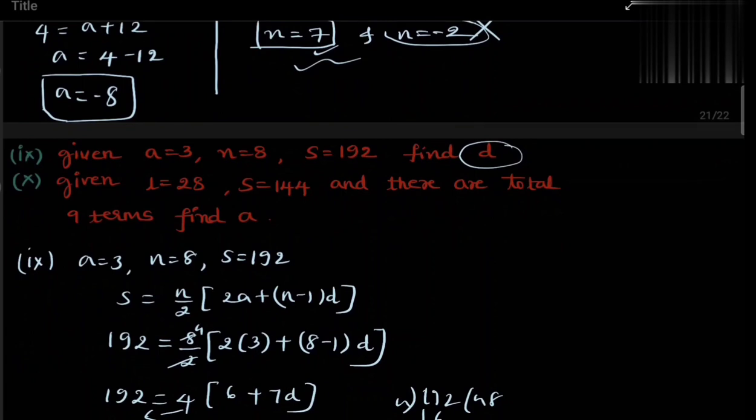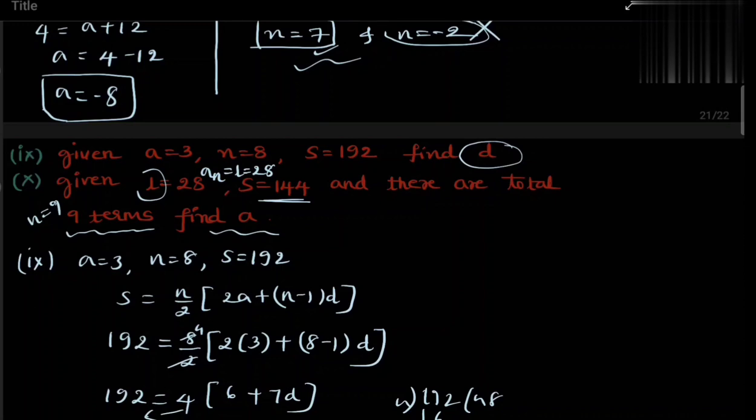So move on to the 10th problem here. So here l is 28. Here l means the last term, that is an. So an is equal to l is equal to 28. So both are same. An is also the last term, l is also the last term. So here the last term they have given is 28 and S is equal to 144. So here there are a total of 9 terms, that means n. They have given n is equal to 9. So now we have to find the first term here.